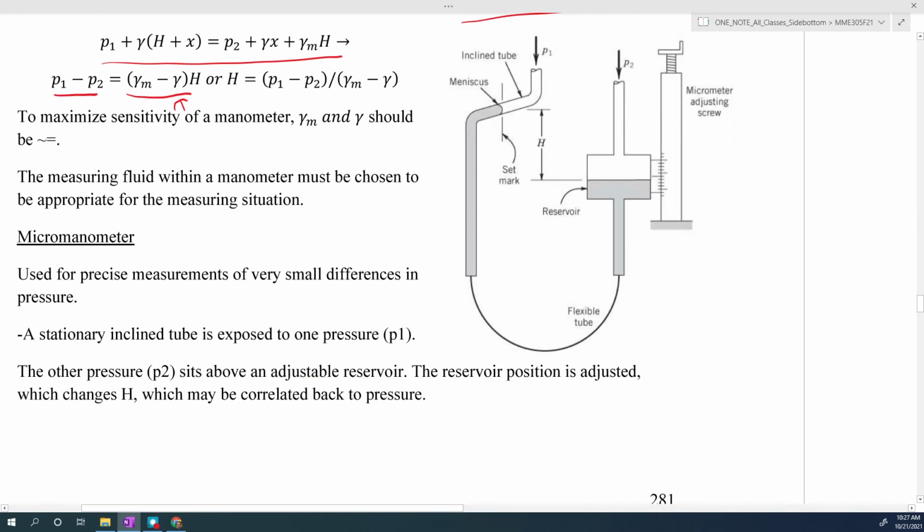A micro manometer is shown on the right, and that's used to measure very small differences in pressure. Again, we are trying to measure the pressure differences between 2 points, P1 and P2. Typically we have one known pressure, and we can adjust the pressure. If we adjust the position of one of the pressures using a micrometer, we can measure the change in height, and we can correlate that change back to the pressure.